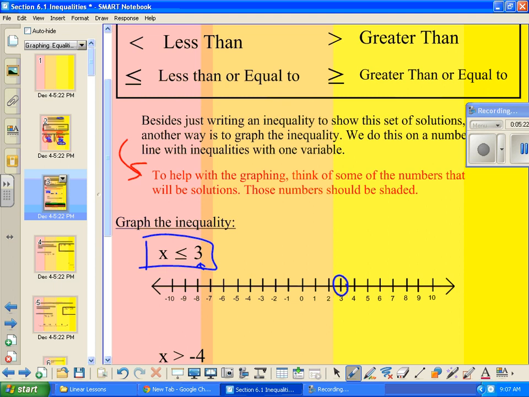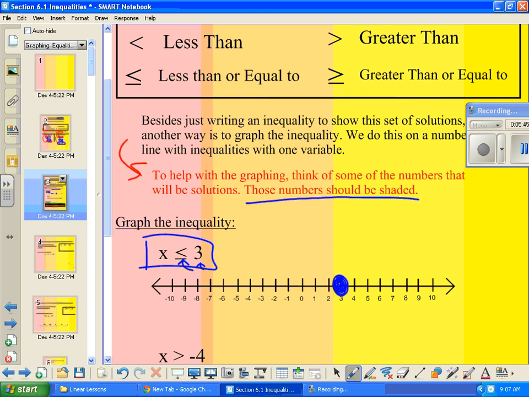Think about this. As it says up here, I want to shade in the numbers that are solutions to this inequality. So x is less than or equal to 3. So could x be 3? Yes, it could. So that's a number that I'm going to shade in. I'm going to shade in the 3 in this case. Whenever it can be equal to, it's got that little line underneath, then I should have a closed circle, as we call it. I shade in 3.